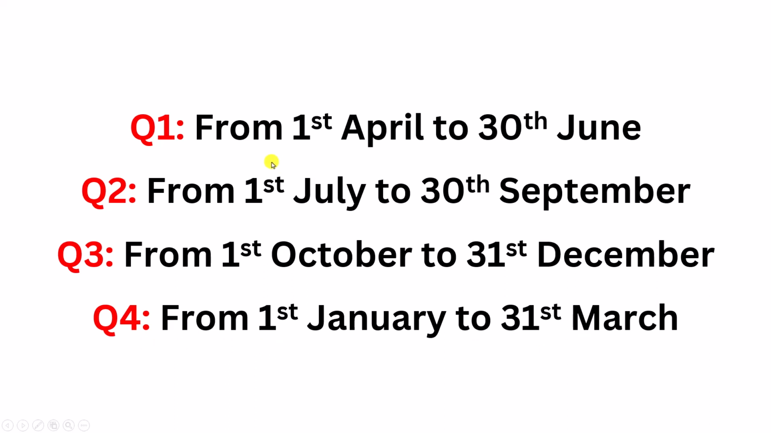A financial year is from 1st April till 31st March, and a financial year has 4 quarters in it. Now you need to know this because you can see how much profit or loss the company has made in first quarter or second quarter or third quarter or fourth quarter, or you can see how much profit or loss the company has made in a financial year, meaning from 1st April to 31st March.